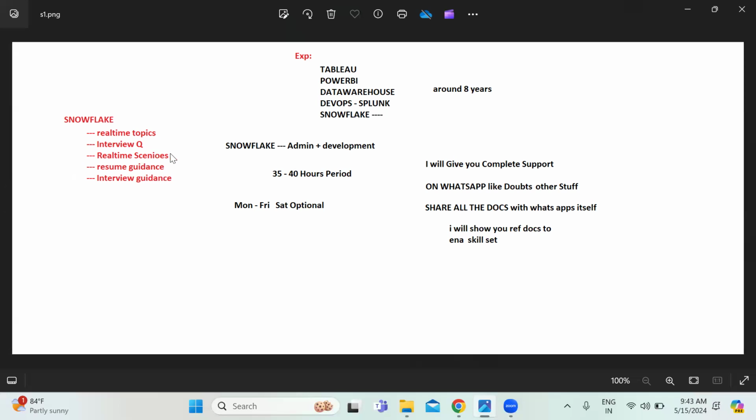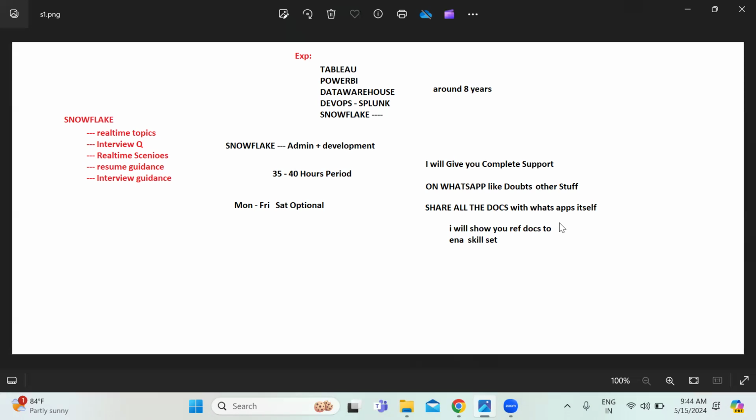Resume guidance and interview guidance will be there, and interview questions and everything will be shared. We will have a WhatsApp group or Telegram group where I will be available. If you have any doubts, you can raise them in that group. I will give you complete support until you get your job. I will share all documents in WhatsApp, give drive access, and show you reference docs to enhance your skill set. With docs.snowflake.com, you can read a lot of documents to enhance your skill set, and I will show you that also.